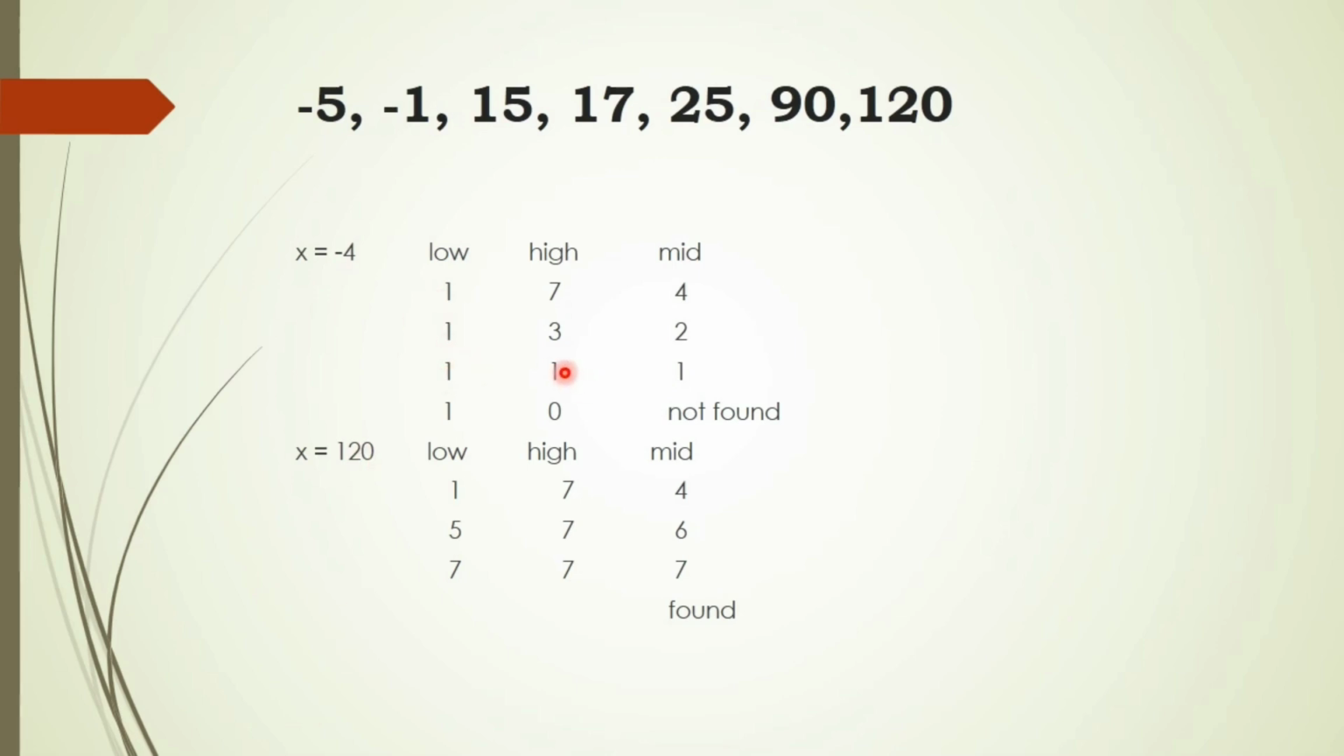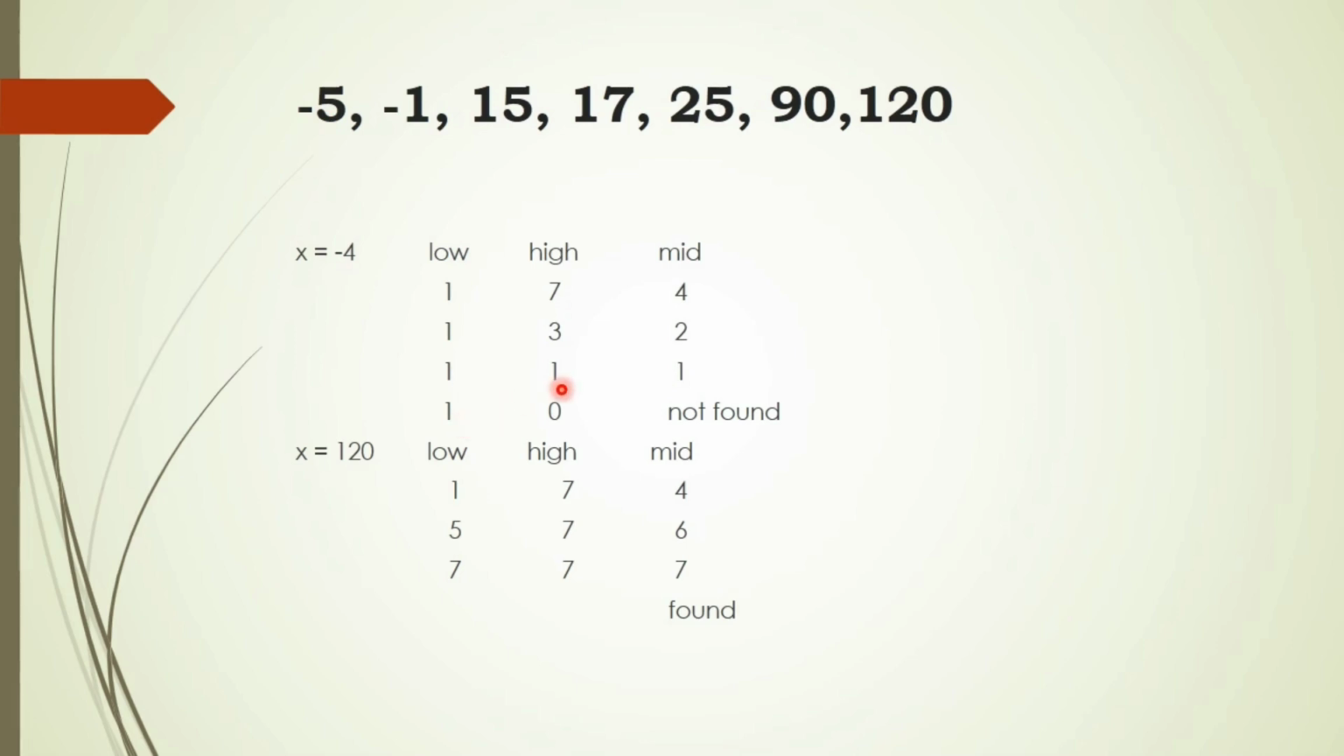Then you have mid minus 1, that is 2 minus 1, that is 1. Now calculate new mid. 1 plus 1 divided by 2, that is 1. Now what is the element present at index 1? That is minus 5. Now compare minus 4, the key, with the element minus 5. Still minus 4 is not equal to minus 5. It is smaller than minus 5. Now that means you need to search this side.